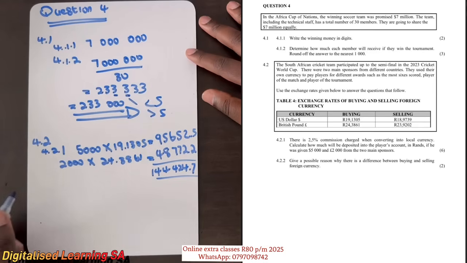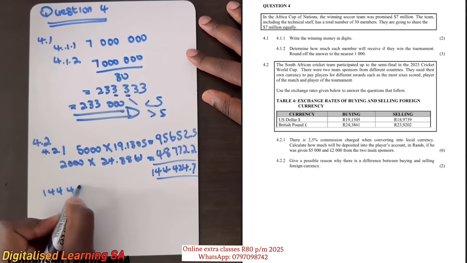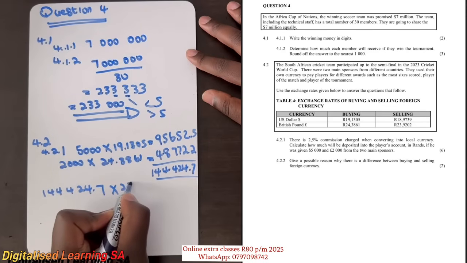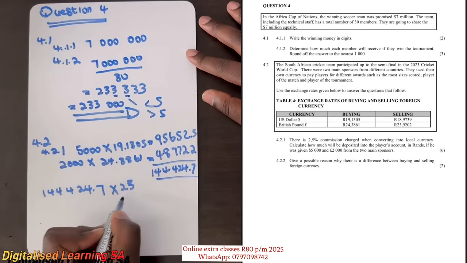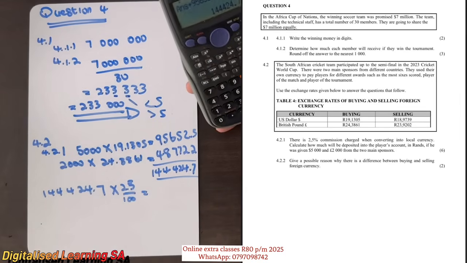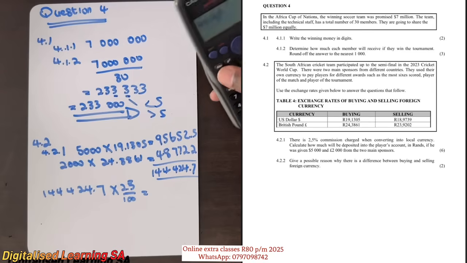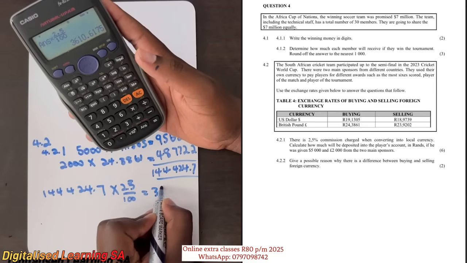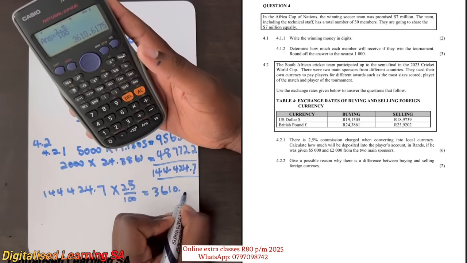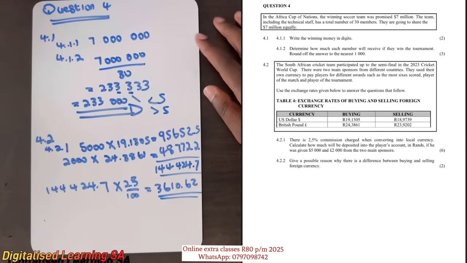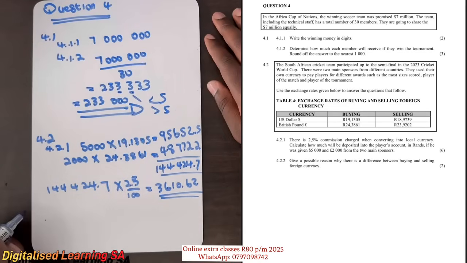Okay, so to calculate how much will be paid into the player's account, we need to remove the commission. The commission is 2.5%. So we need to say 144,424.7 multiplied by 2.5% divided by 100, which means multiplying by 2.5 and dividing by 100. So this will be our commission, 3,610.62.